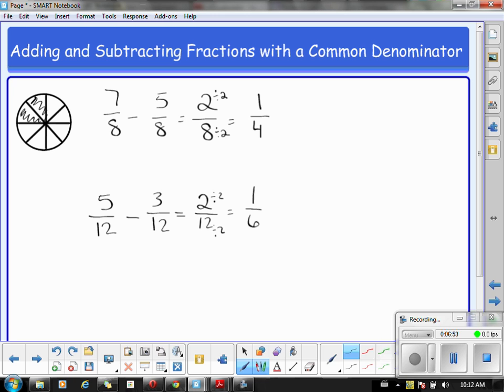So when you're adding or subtracting fractions with the same denominator, you add or subtract the numerators, and the denominators always stay the same. Then you have to look at your answer, make sure that it's written as a proper fraction and in lowest terms. If it's an improper fraction, you have to make it a mixed number, and then always check to see if the fraction is in lowest terms.